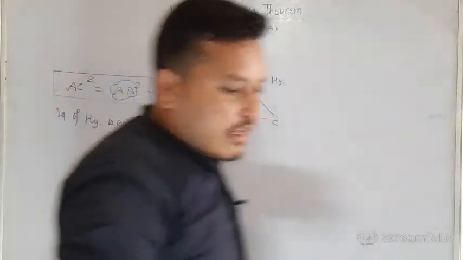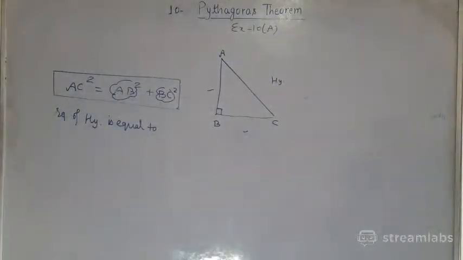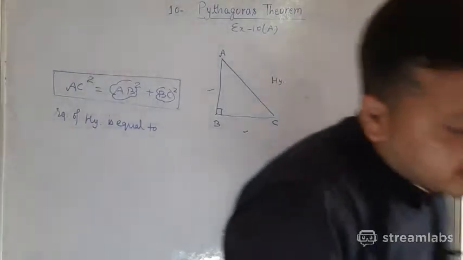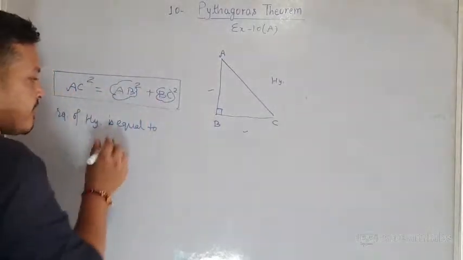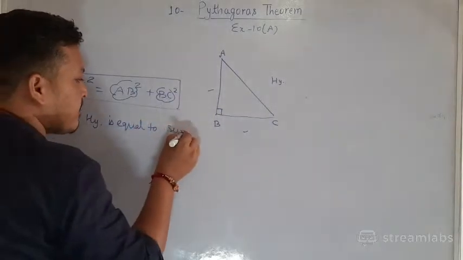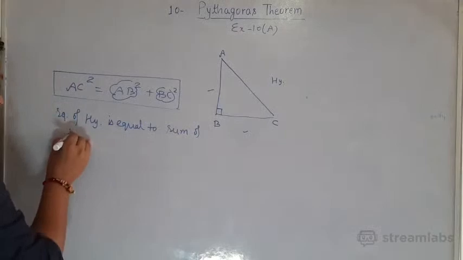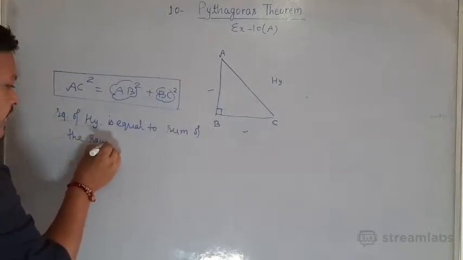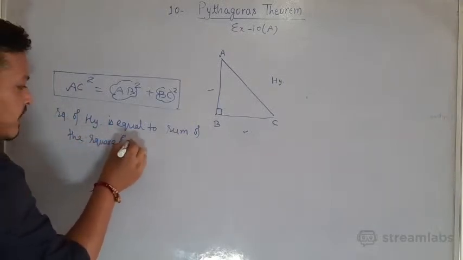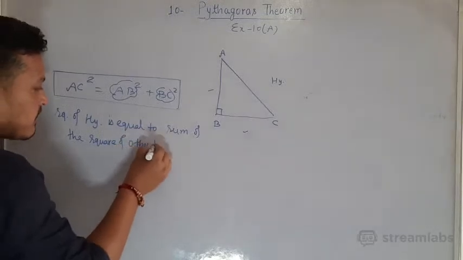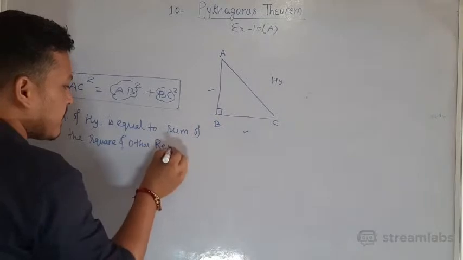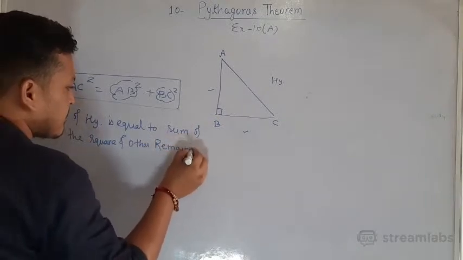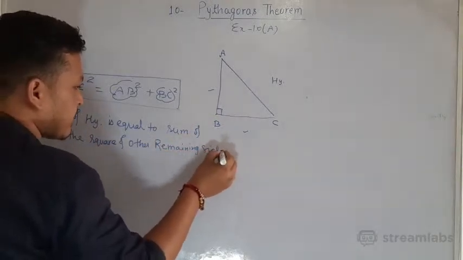So we can learn this concept as: the square of the hypotenuse is equal to the sum of the squares of the other remaining sides. So this is the Pythagoras theorem.